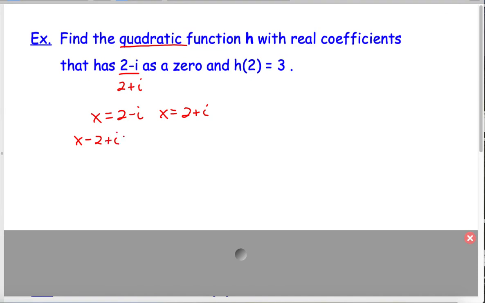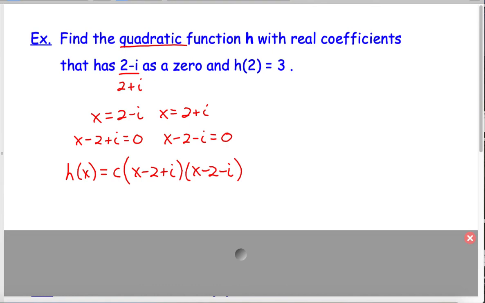2 plus i is equal to 0. That'll be one of my factors. And x minus 2 minus i will equal 0. So this function h of x is going to equal potentially some constant, could be 1, could be something else, and then my factors are x minus 2 plus i and x minus 2 minus i.